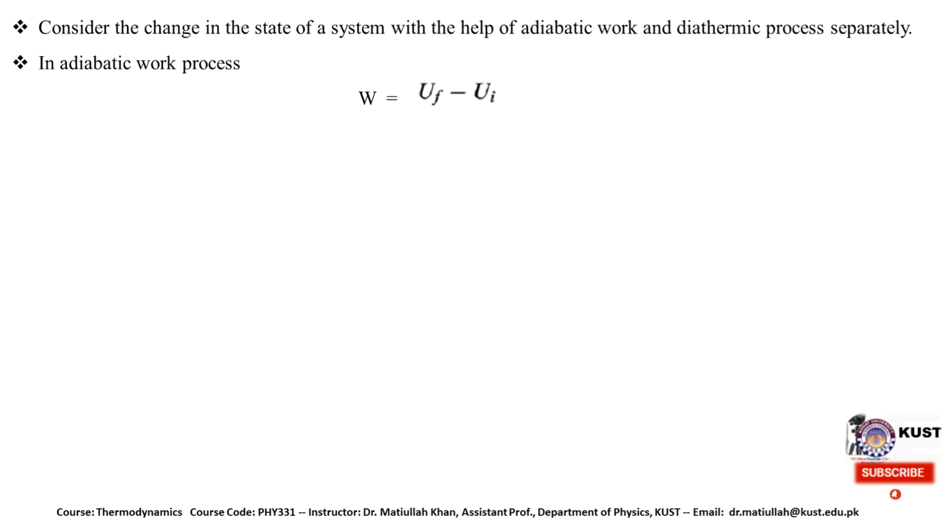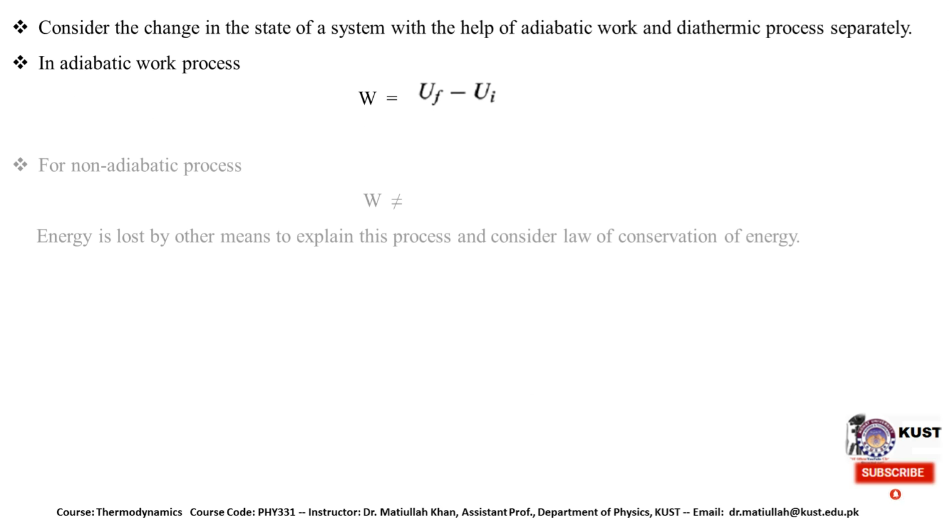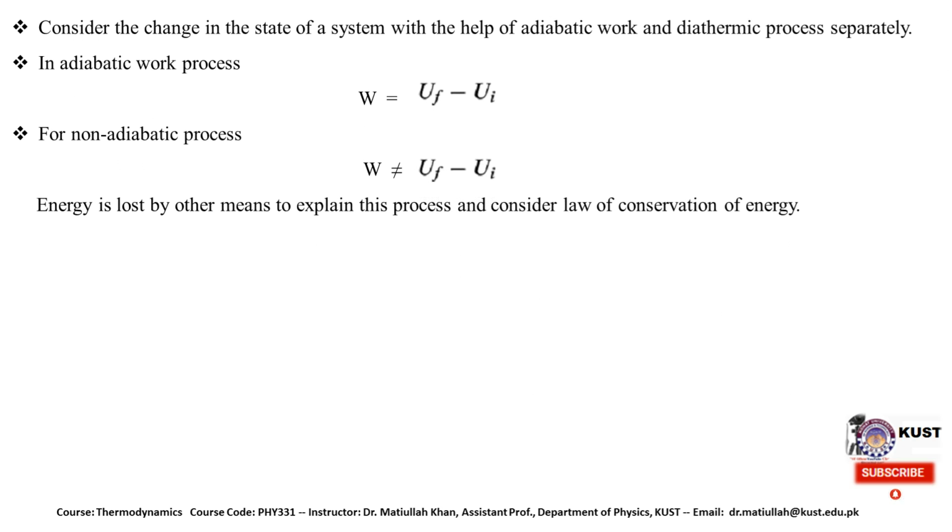So we can calculate the work done: W is equal to the final internal energy minus the initial internal energy. If we consider an adiabatic process, then the difference between the internal energies will give us the work done, and this is the simple equation we have developed in the last few lectures.